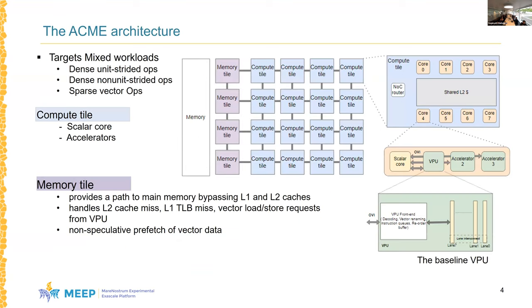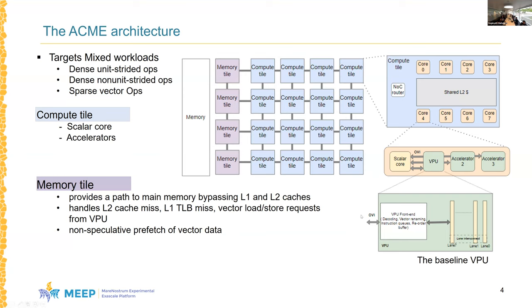ACME targets dense unit stride ops, which are cache friendly, and dense non-unit stride ops and sparse vector ops, which are not cache friendly, and long vectors are targeted here. Basically, the architecture consists of a number of compute tiles, which consist of a number of compute cores, as shown here, with a shared I/O cache. Each core consists of a scalar core with a number of accelerators. VPU is one of the accelerators, and these accelerators are connected over OVI. OVI is Open Vector Interface from Semidynamics. And the VPU is the topic of this paper.